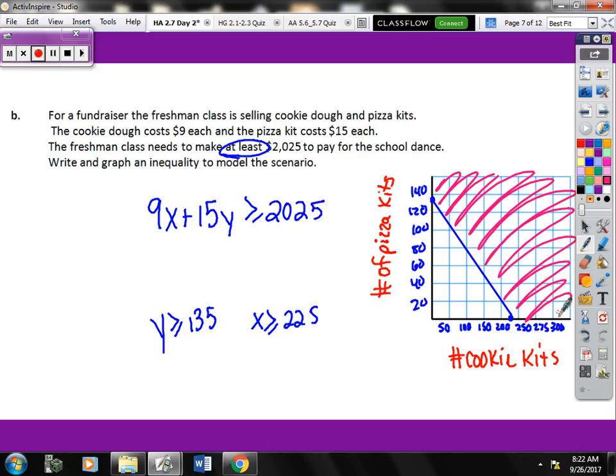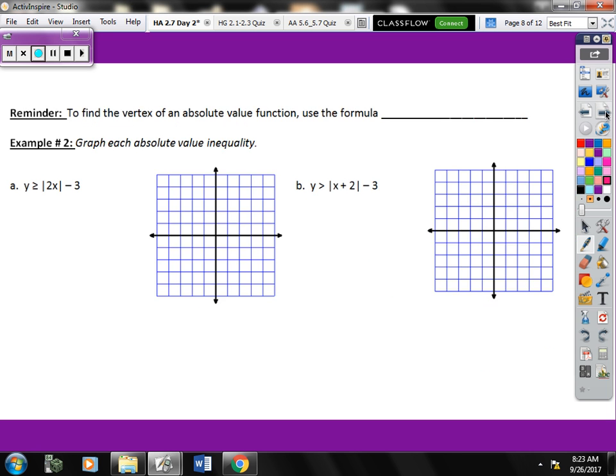All right. On the back then, we're going to take a look at some of our absolute value graphs. We will need to remember our vertex formula, and then we will just be adding in that inequality piece, so shading above or below the V.